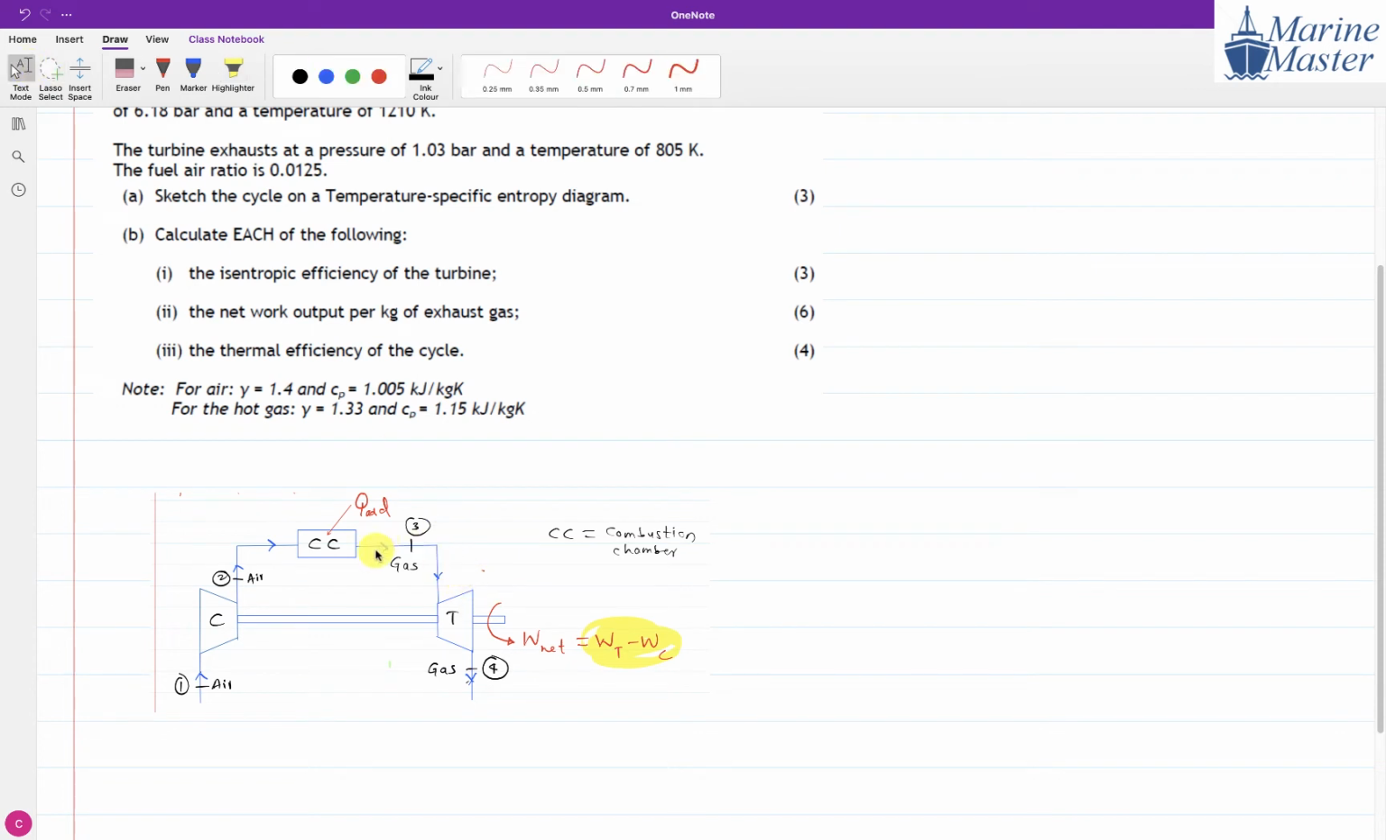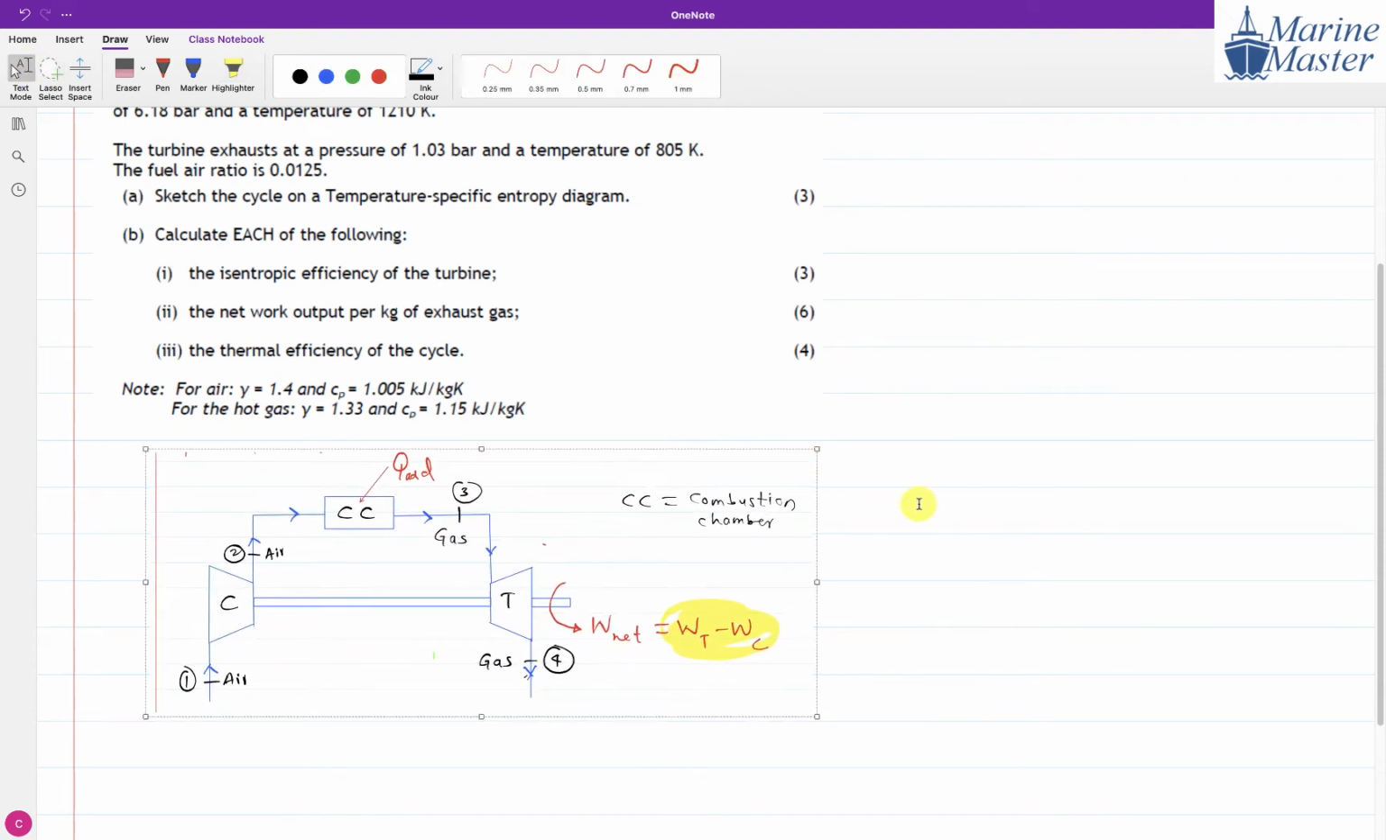Let me zoom it a little bit. So this is our simple gas turbine plant. It consists of 3 main components: compressor, turbine, and CC, which stands for combustion chamber. Here we are getting W net, and here we are giving Q addition. Here we have air, and here we have gas. Before going further, draw this figure properly, guys, and then we will read the question further and write down the given things.